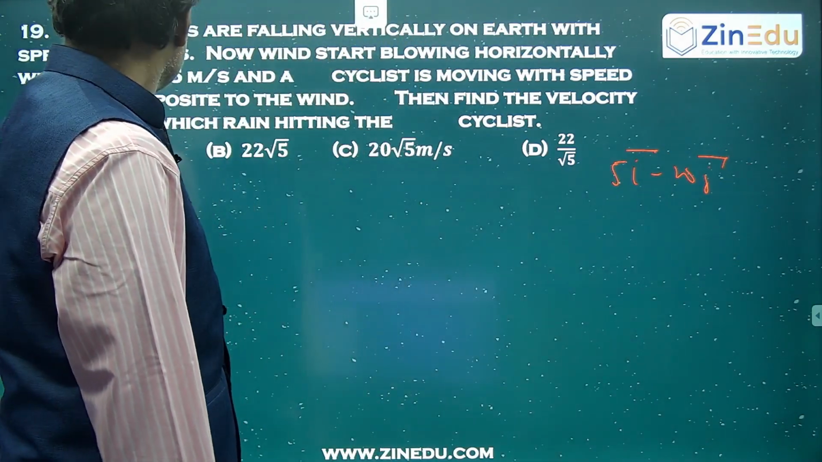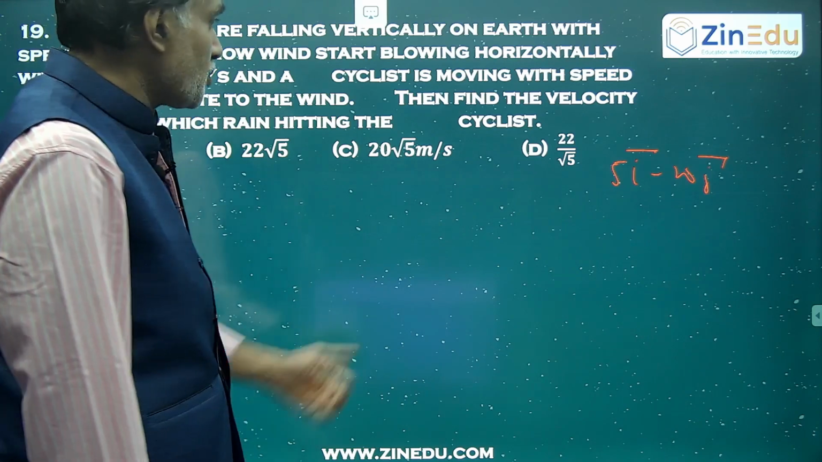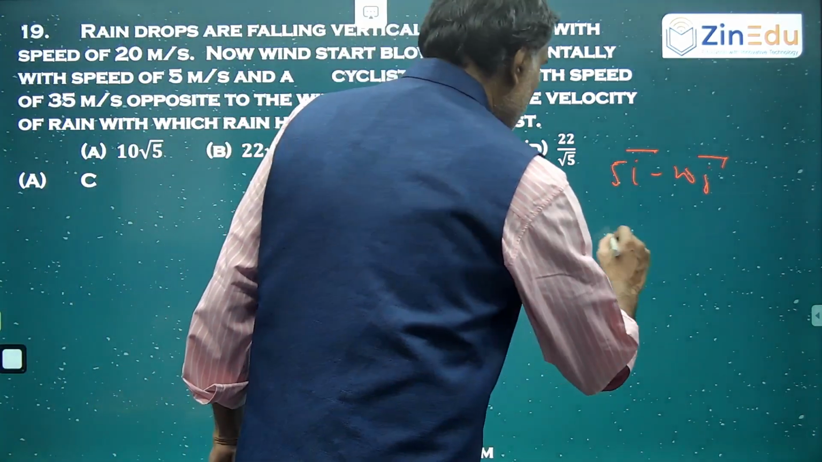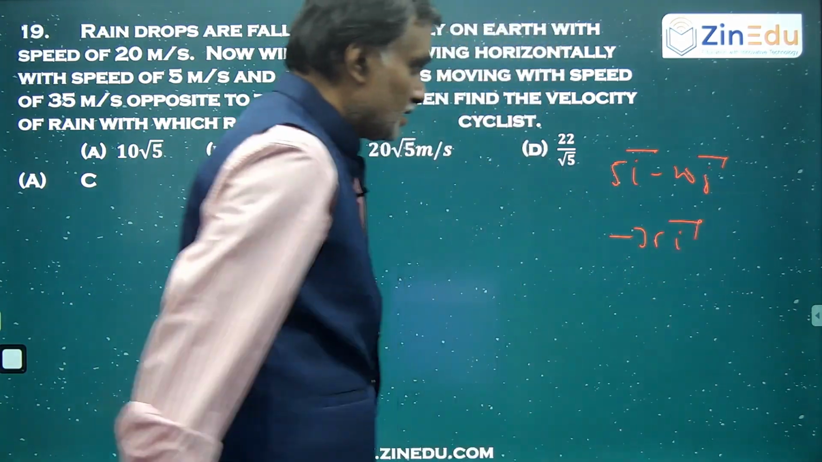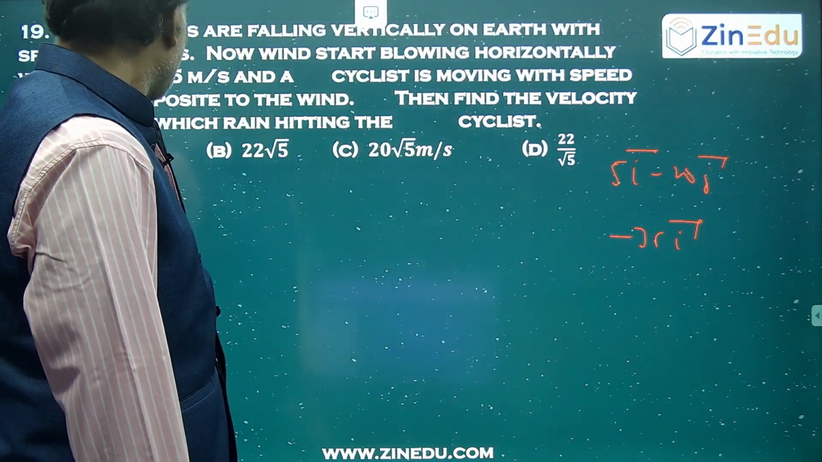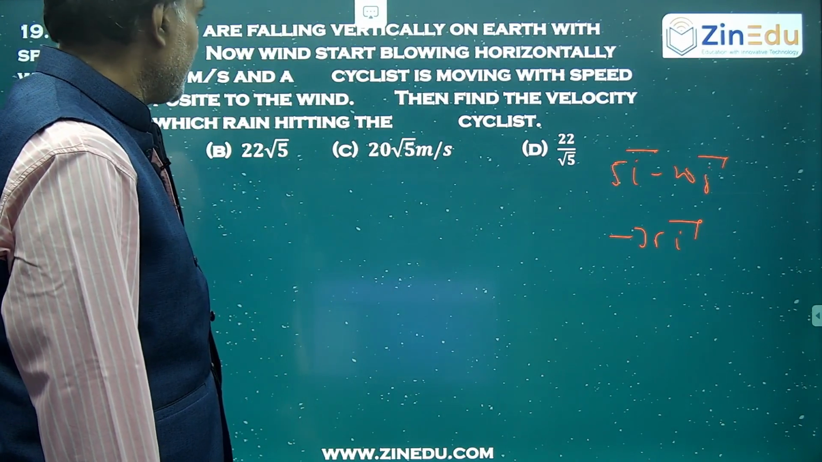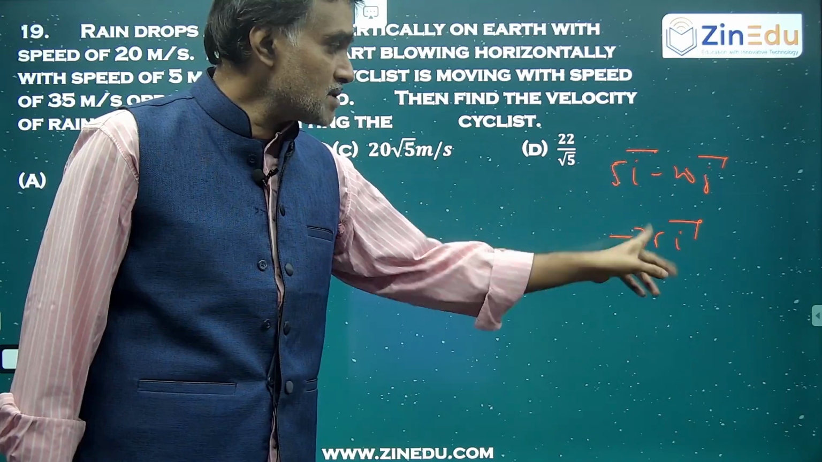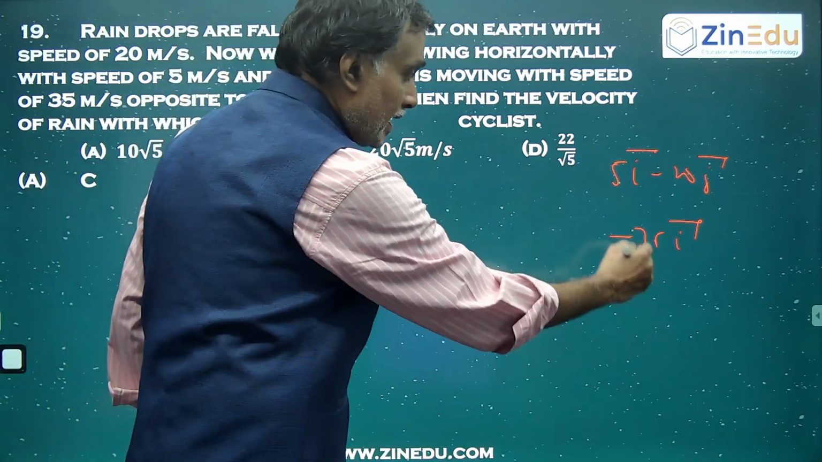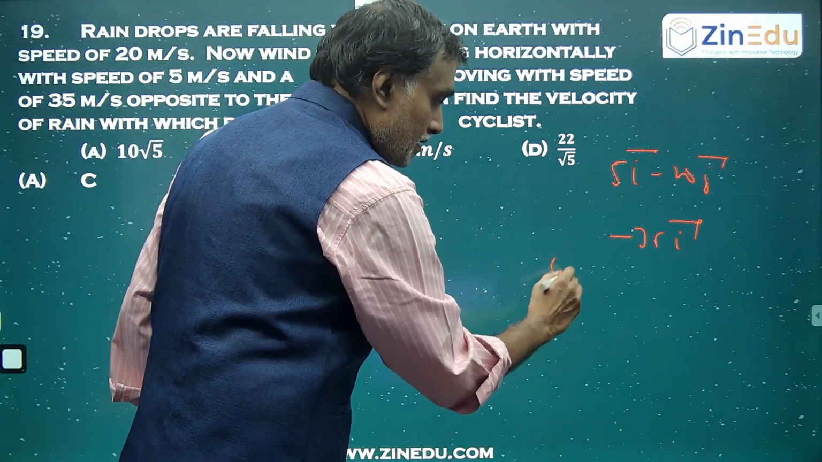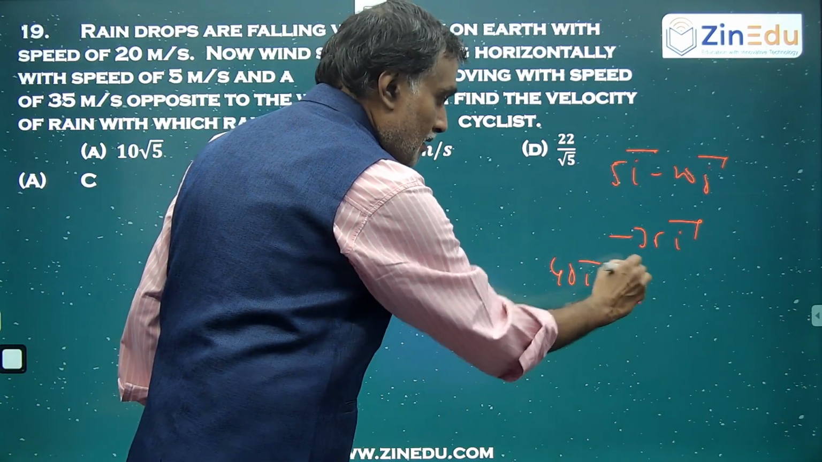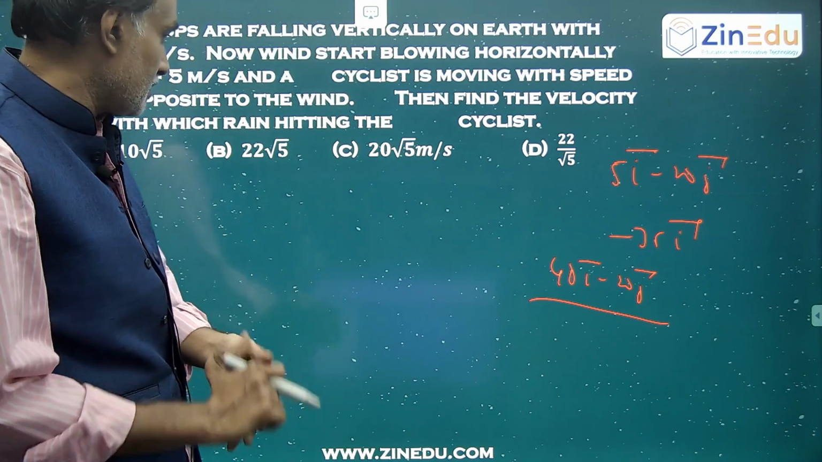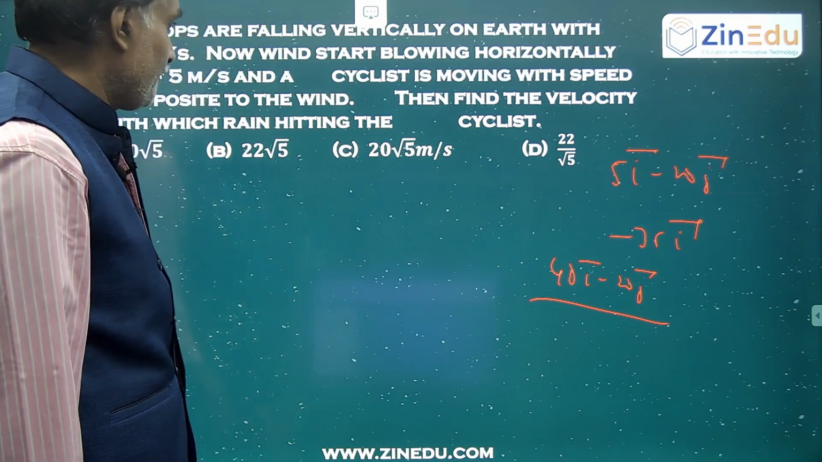The cyclist moves at 35 meters per second opposite to the wind, meaning minus i bar. What is the velocity of the cyclist? Minus 35 i bar. Then what is the velocity of rain with respect to the cyclist? Velocity of rain minus velocity of cyclist. So what do you get? 40 i bar minus 20 j bar. What is the magnitude? Root of 40 squared plus 20 squared, that is 20 root 5. Okay.